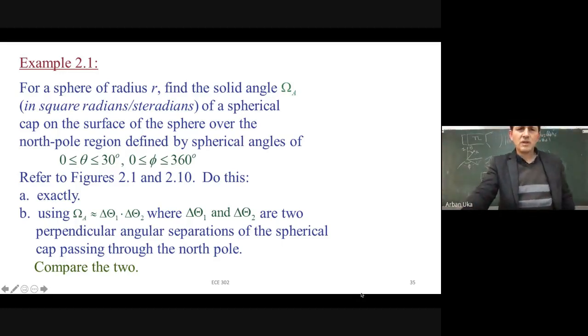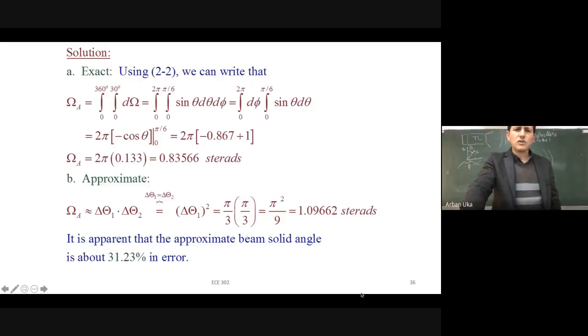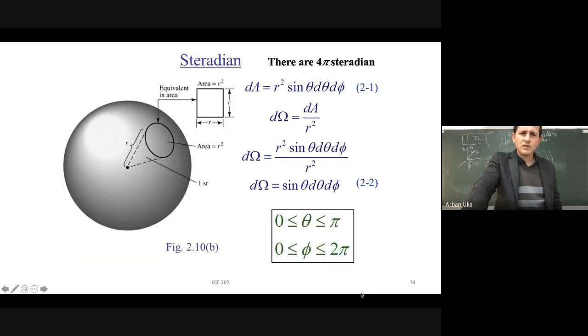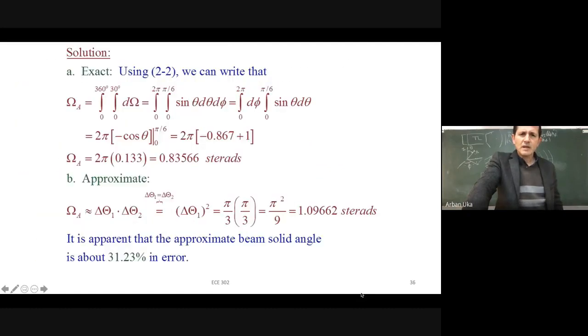In order to do that, you just need to integrate the solid angle as it is shown here. Actually, solid angle is also given by equation 2.2. Then we will have to integrate over the angle theta from 0 to pi over 6, which is from 0 to 30 degrees, and phi from 0 to 2 pi.